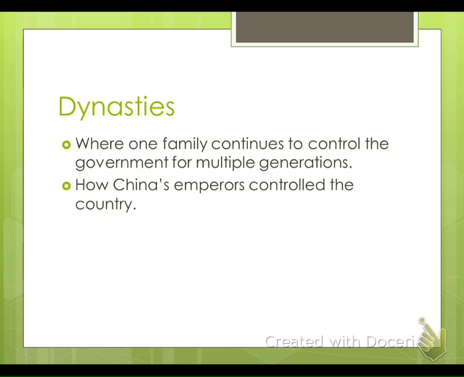And they're always going to have lots of different names. For instance, in China, they're going to have dynasties like the Ming dynasty or the Qin dynasty. We're going to have multiple dynasties. This is how China especially, the emperors controlled the country, is that one family was in charge over and over and over.